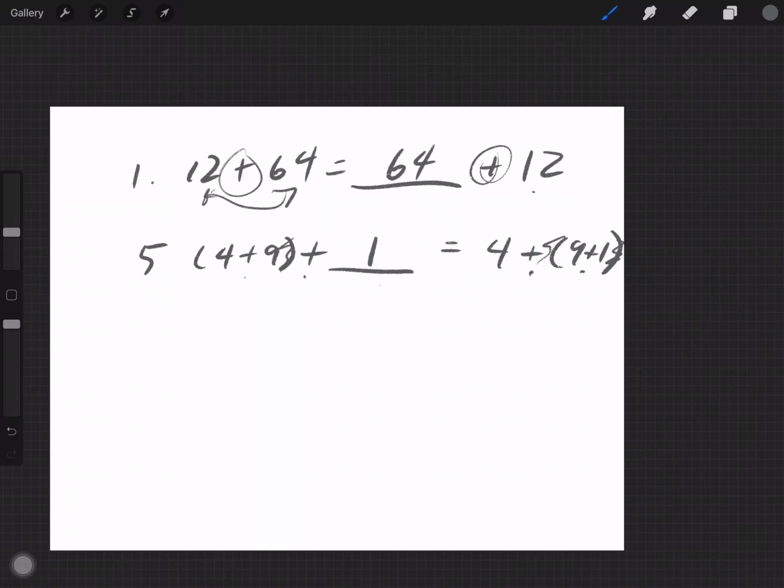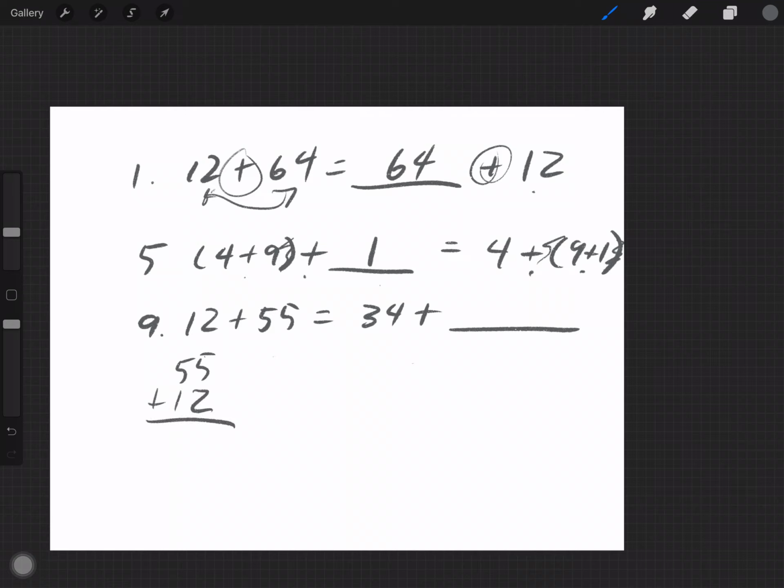Now let's go to number 9. 12 plus 55 is equal to 34 plus blank. So this one you need to do a little more math than thinking. We don't have any of the same numbers on both sides of the equal sign, so we're going to just add these first and see what they equal. So 2 plus 5 is equal to 7, 1 plus 5 is equal to 6. Right, so we know that this side is equal to 34 plus something.